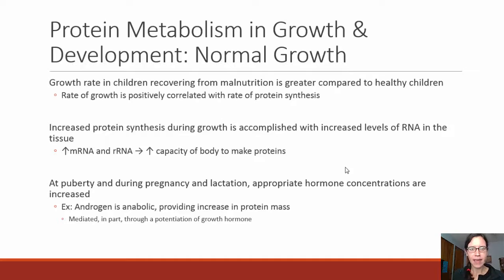Now, we do have kids that experience malnutrition, and we know that from that, they can experience wasting or stunting. But if we are able to refeed children, then they actually have a faster rate of growth and rate of protein synthesis, and that's why we call this catch-up growth. Because if some children haven't been deprived of food for way too long, then they can bounce back at least to a certain extent. And this catch-up growth is accomplished by increased levels of RNA in the tissue, which then, as we saw earlier in the lecture, equates to more protein synthesis.